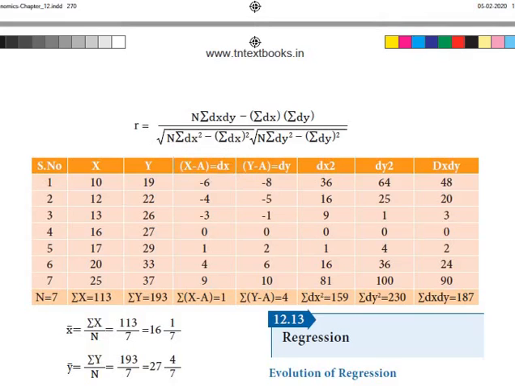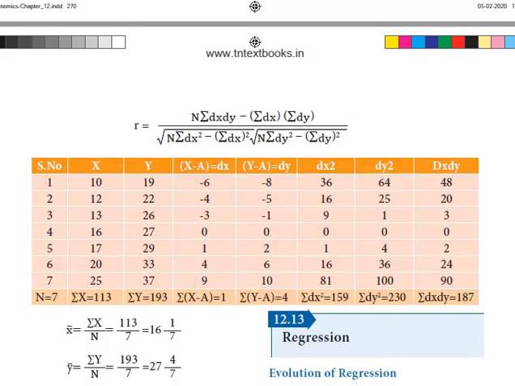10 minus 16 gives you minus 6. 12 minus 16 gives you minus 4. 13 minus 16 gives you minus 3. 16 minus 16 gives you 0. 17 minus 16 gives you 1. 20 minus 16 gives you 4 and 25 minus 16 gives you 9.